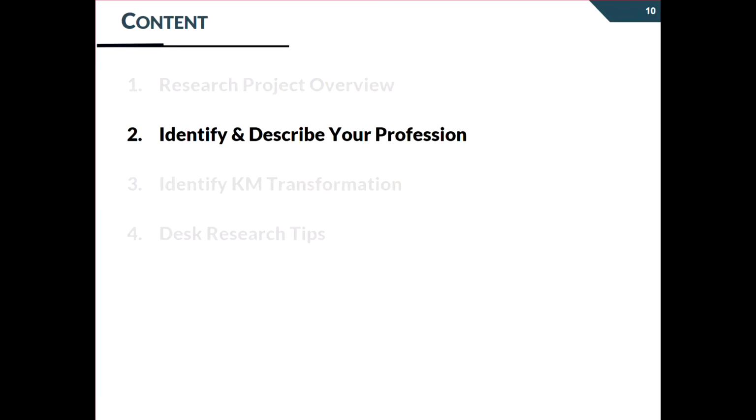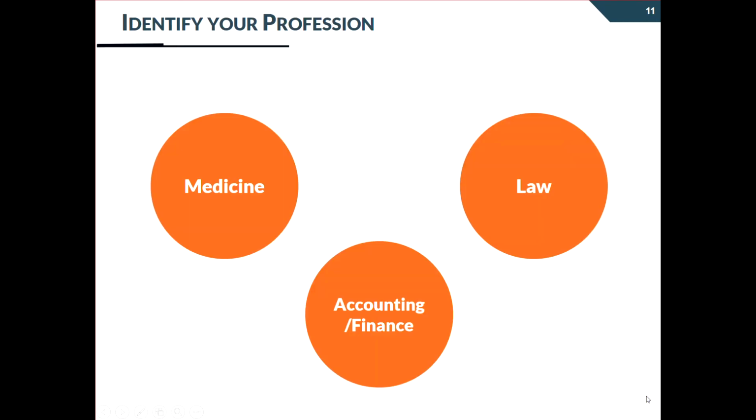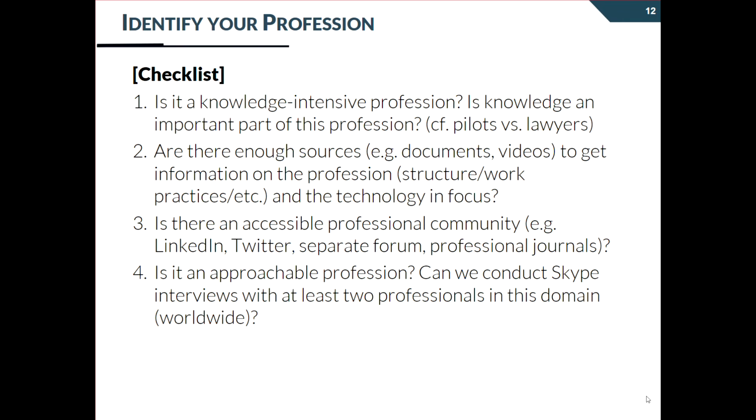For the project, it is very important to have a good case. And how do you choose a good case? My advice is to have three elements aligned: the profession, the knowledge management practice or challenge, and the technology. Let's start with the profession. You're asked to choose a profession within these three domains. And here are a set of questions that you can ask to choose the right profession. A more extensive list is available on Canvas, so make sure you check that.